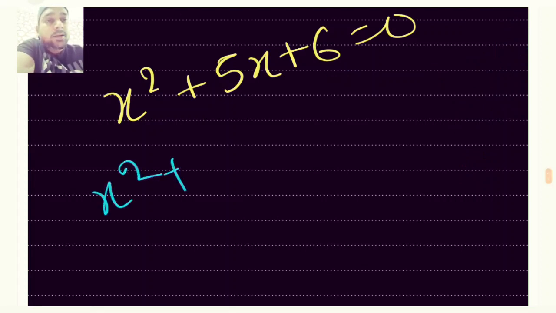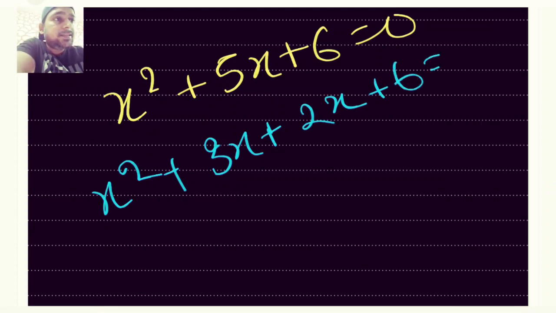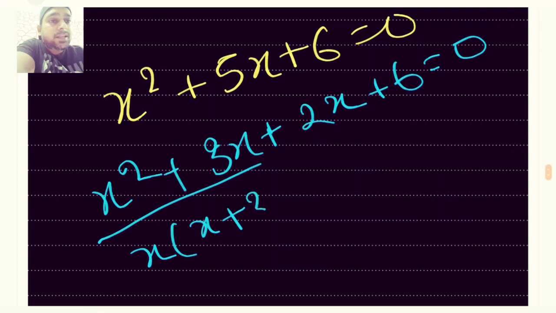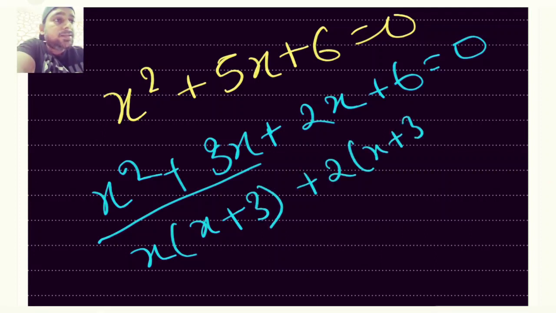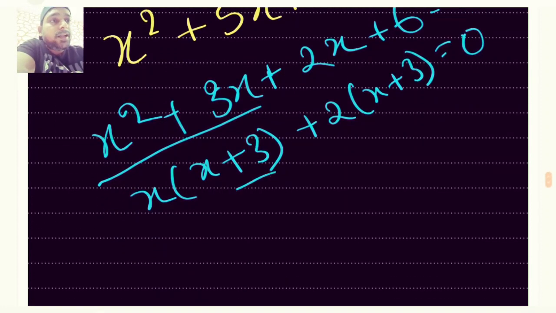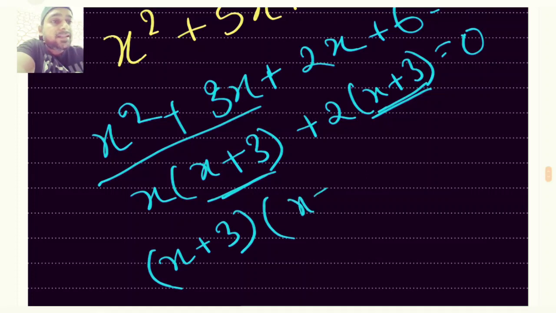x square, I can say plus 3x plus 2x plus 6 is equal to 0. Now let's take x common from here. So x plus 3, it will be like this, plus we will take 2 common, then it will be x plus 3 again is equal to 0. Is it clear? Now here you can take x plus 3 as common from both the terms. So x plus 3 is common here, and this will be like x plus 2. From here you will get x, and from here you will get 2, is equal to 0.